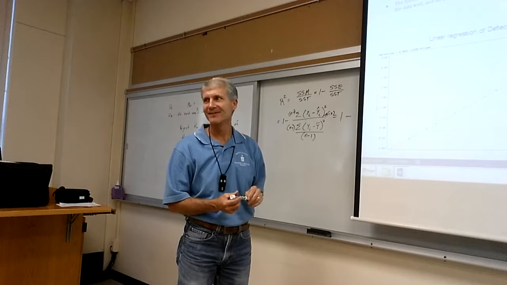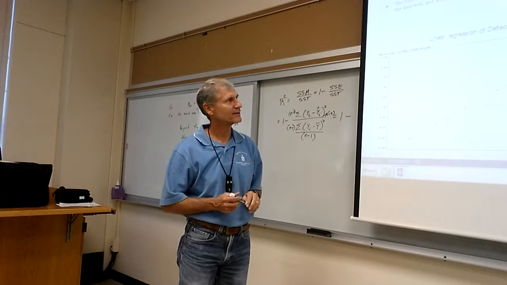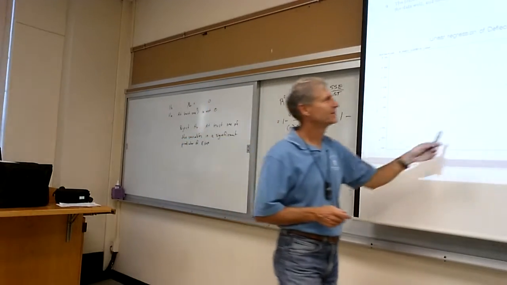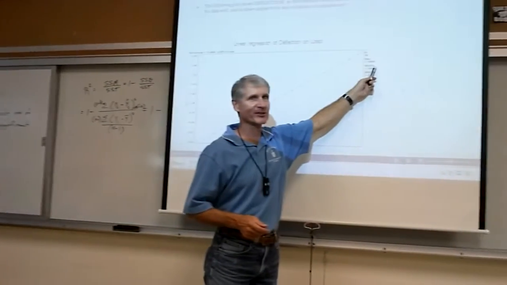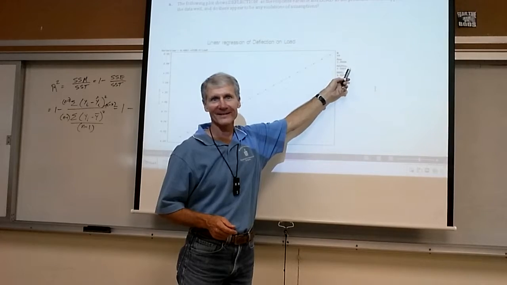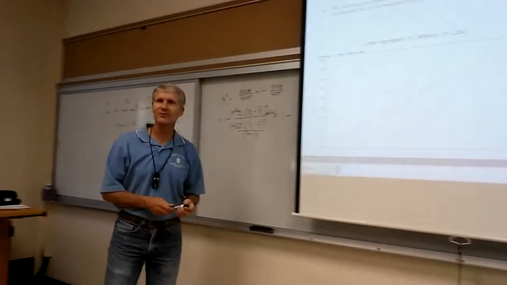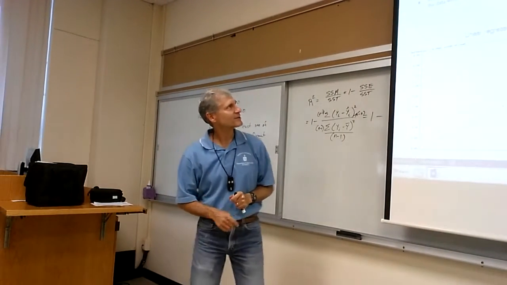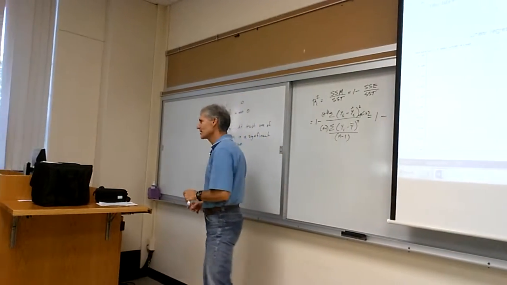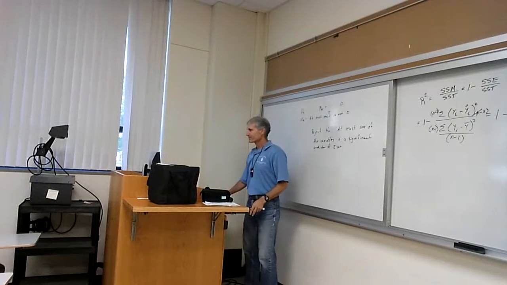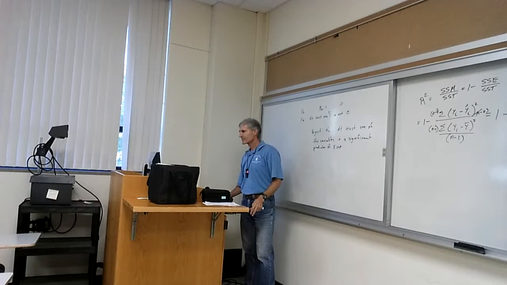Really well, right? Look at R squared. Pretty good. To 4 decimal places, it's 1. So it's doing a pretty good job. The linear model does pretty good. But can we do any better? Sure.